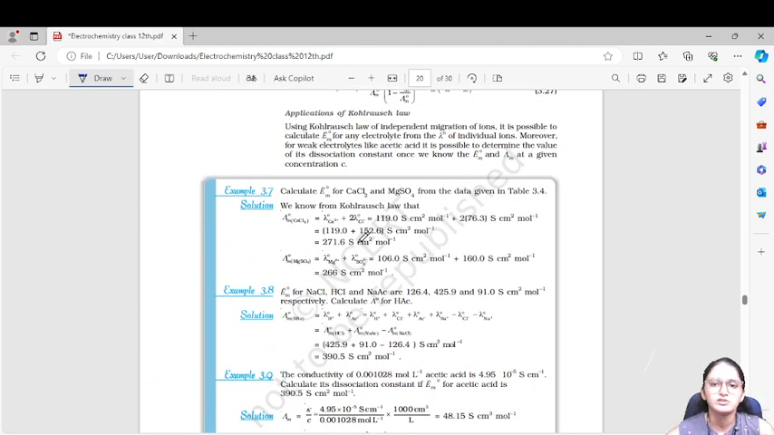Now based on Kohlrausch law we have these problems that we will see. Calculate the limiting molar conductivity of CaCl2, calcium chloride, and magnesium sulfate. So how to do this? Calcium has a plus 2 charge, and chloride has a minus 1 charge. For CaCl2, what do we have to combine? CaCl2 means 1 calcium and 2 chlorine. So we have to combine lambda naught of Ca2 plus and lambda naught of Cl minus.